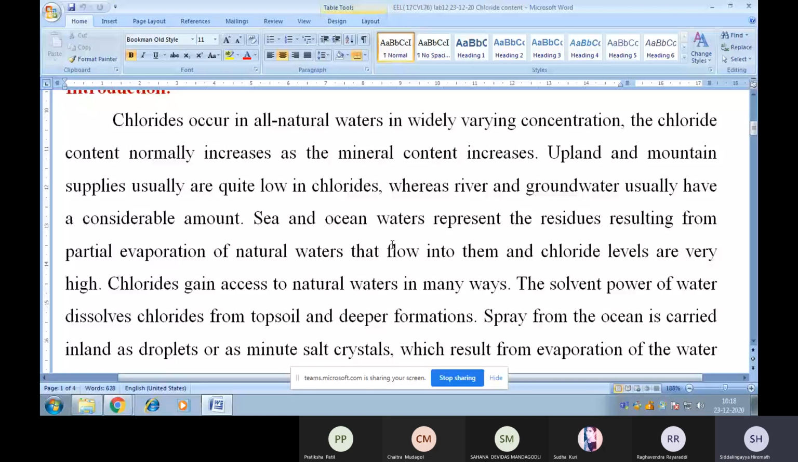Now tell me the reagents required for the determination of chloride content. Just now I told you. Potassium chromate, sir. Next. Silver nitrate. AgNO3, that is silver nitrate. Okay.